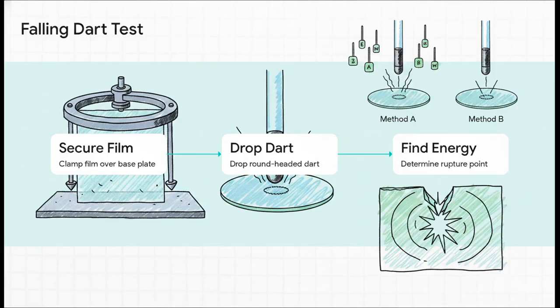The ultimate goal in Step 3 is to systematically dial it in and determine the exact kinetic energy or the exact weight required to rupture the film 50% of the time. It is a fantastic practical simulation of what happens when something is suddenly dropped onto a taut plastic sheet in real life.